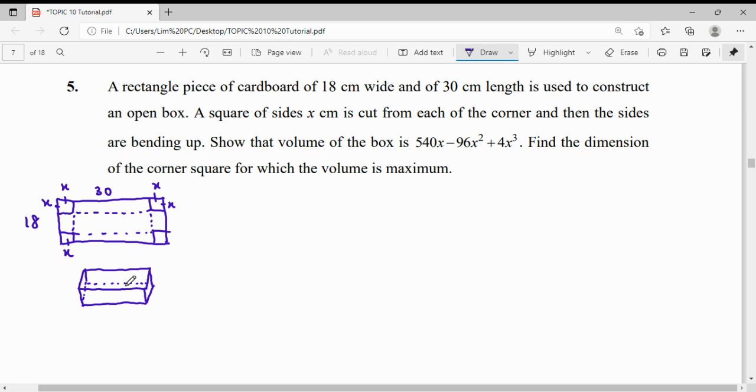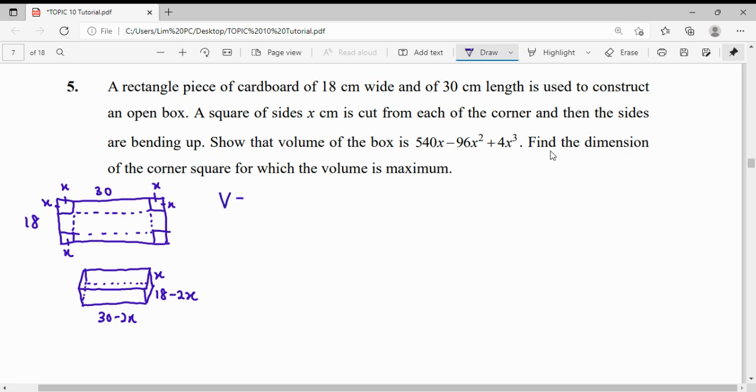When it folds up, we can see our length, originally 30, when it cuts off these two squares, our box length is 30 minus 2x. And then our width here, originally 18, once it's cut off this square and this square, leaves 18 minus 2x. And the height of the box is equivalent to the square that was cut off, which is x. So from here, we have to show the volume as this result.